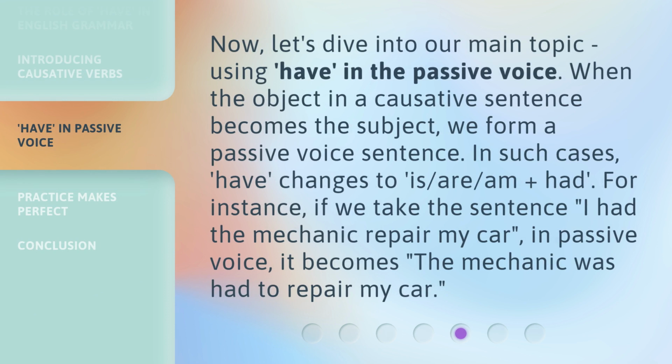Now, let's dive into our main topic, using have in the passive voice. When the object in a causative sentence becomes the subject, we form a passive voice sentence. In such cases, have changes to is, are, am plus had. For instance, if we take the sentence, I had the mechanic repair my car, in passive voice, it becomes, the mechanic was had to repair my car.